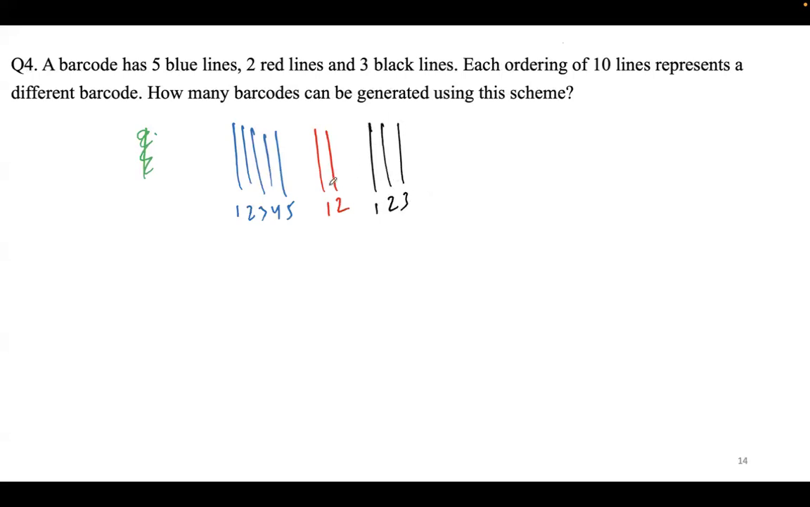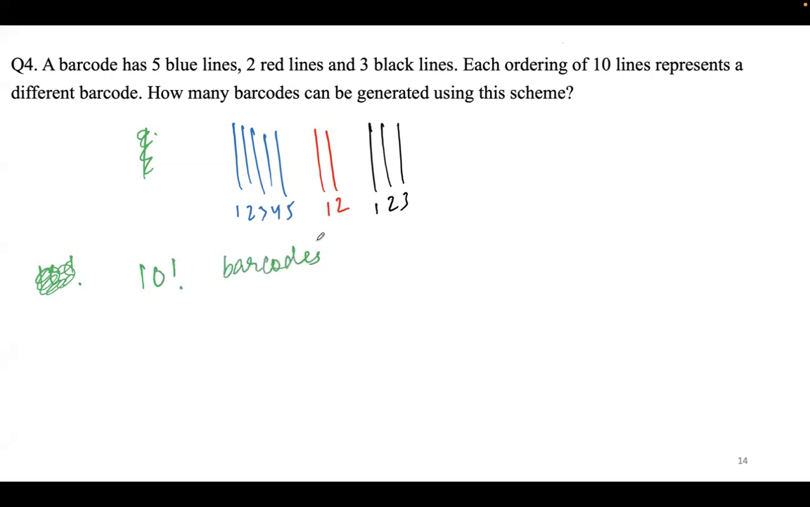Now, suppose I jumble them up. It doesn't really matter if I'm placing my red number 1 somewhere and red number 2 somewhere else, or if I swap them. You can't identify one red from the other, right? So we have to remove those many cases. So the thing is that we have 10 factorial barcodes, right?